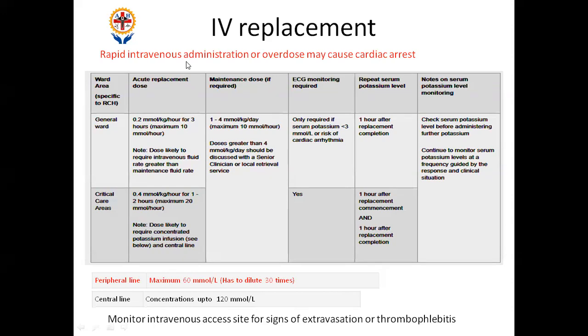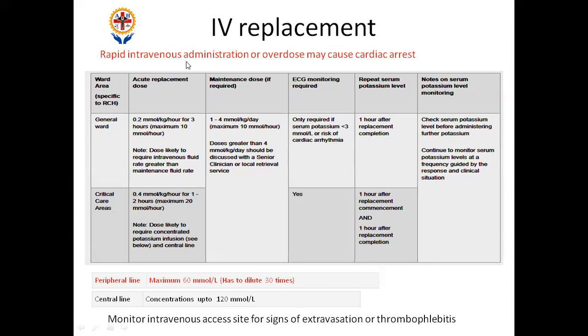ECG monitoring, sir. ECG is still showing T wave inversion. The child is still having paralysis. We will continue correction.